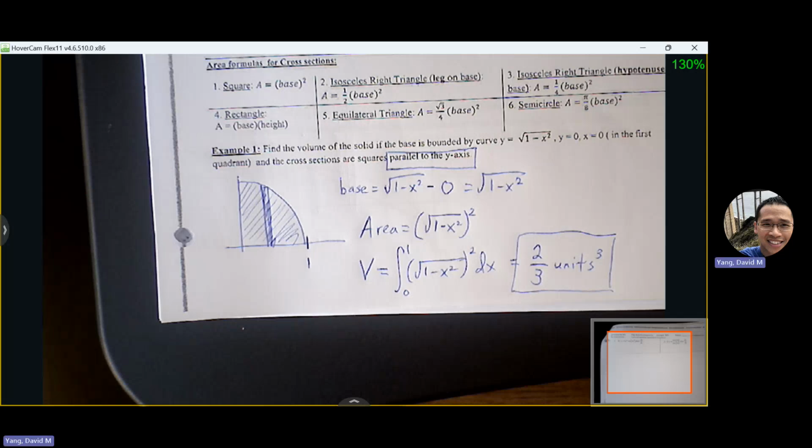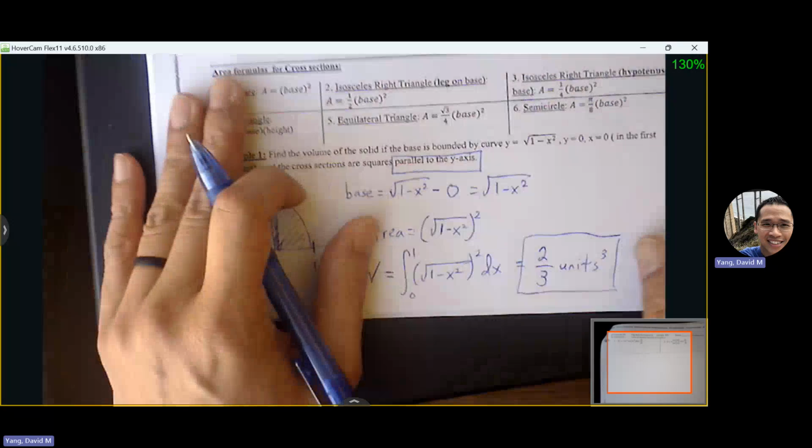You can remove that. Let's go to page 20.